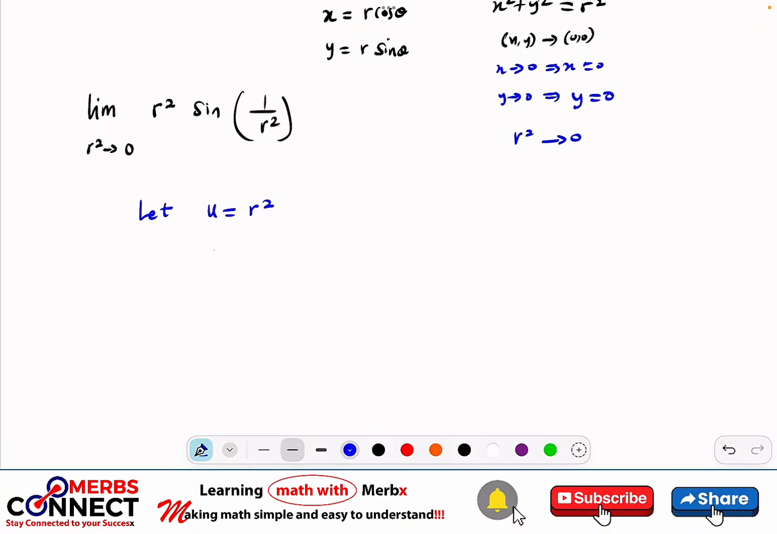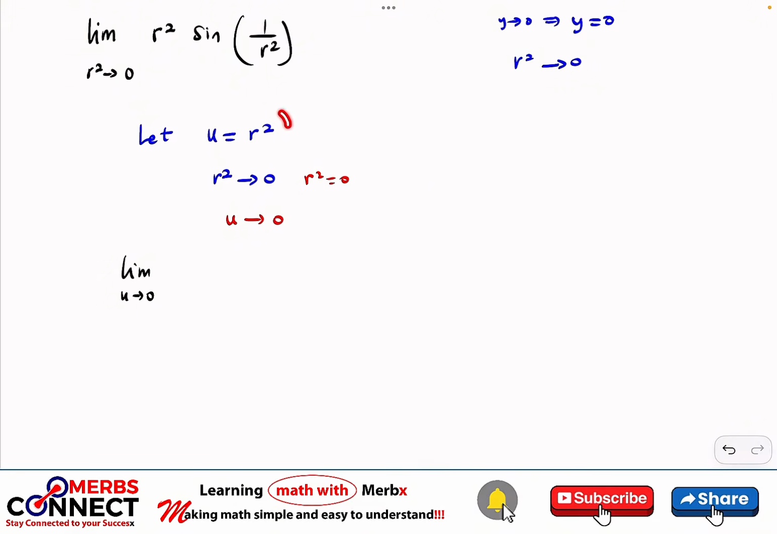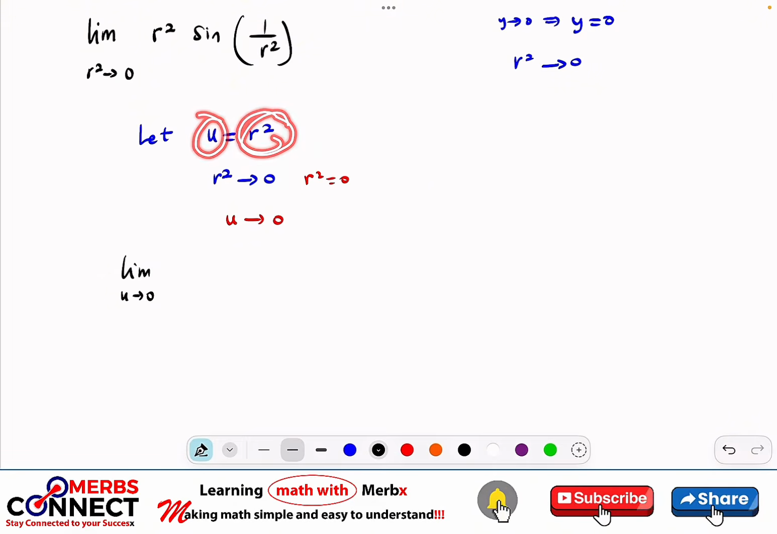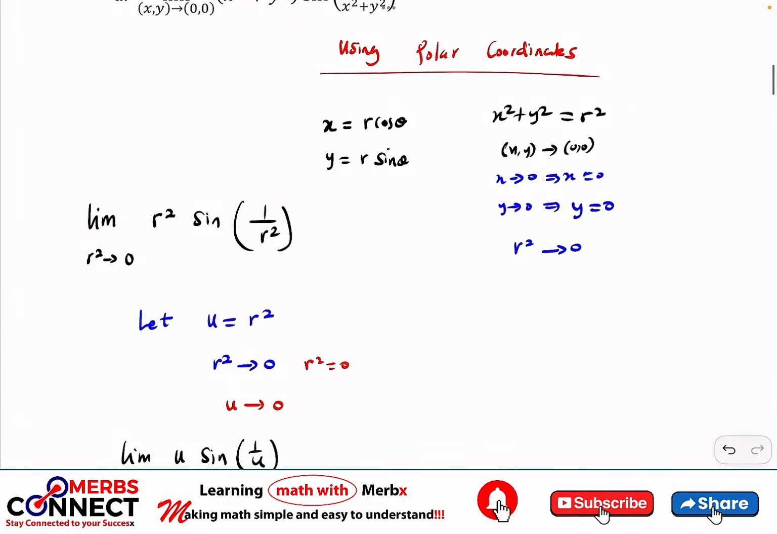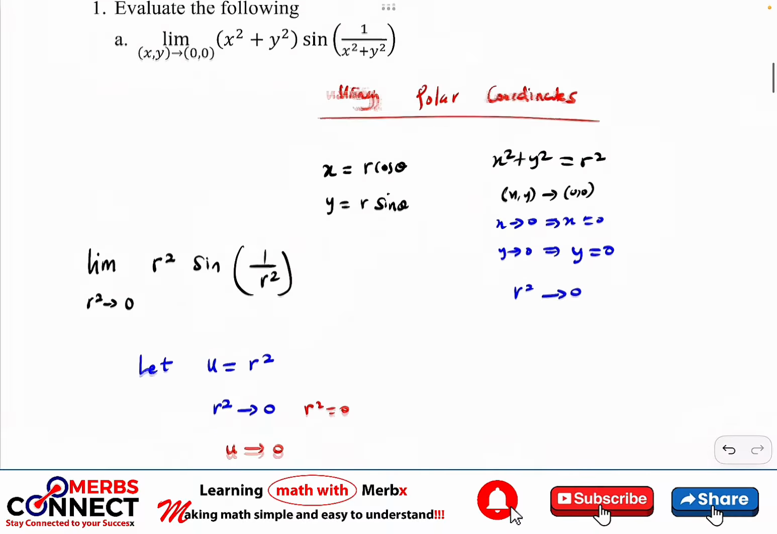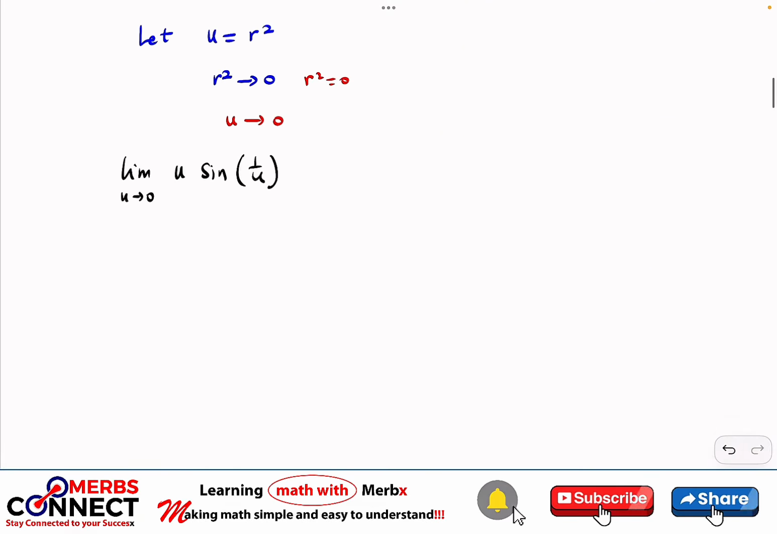When you do that, we can see that r squared is approaching 0. So if we set r squared to be equal to u, it means that u is going to approach 0. So now we have the limit as u approaches 0 of u sine of 1 over u. We're able to use polar coordinates to check everything out and reduce the function to just one variable like this. Now we can use the squeeze theorem to work on this.